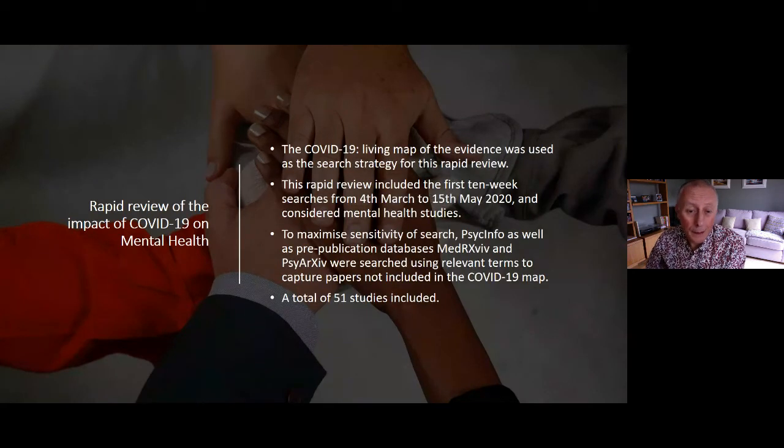I've already shown the COVID living map of the evidence, and we use this as our way of searching the literature. And we searched the literature for the first 10 weeks of those searches between March and May 2020. We also used a number of other resources to find studies, and we used PsycInfo, and we also used a number of pre-publication databases, medRxiv and SciArchive, to identify relevant papers that would help us synthesize the evidence. And we identified a total of 51 studies.